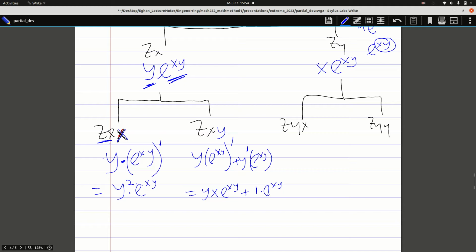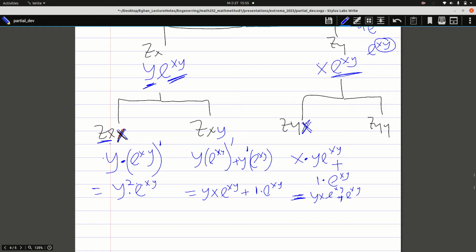If I want to quickly do the f_yx, whatever I had from the f_y, I'm differentiating with respect to x. Again, the product rule happens. I maintain x and differentiate the second term here. That will give me yx e^(xy) plus I maintain e^(xy) and differentiate with respect to x. I get 1. So this is the same as yx e^(xy) plus e^(xy). Are they the same?